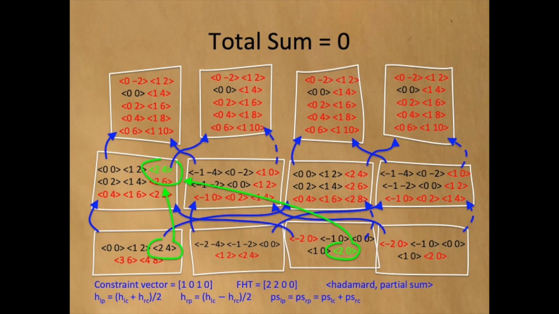Butterflies of size 4 are too small to show the whole problem. Larger butterflies that mix the total sums enable Hadamard vectors that should be invalid to appear valid.